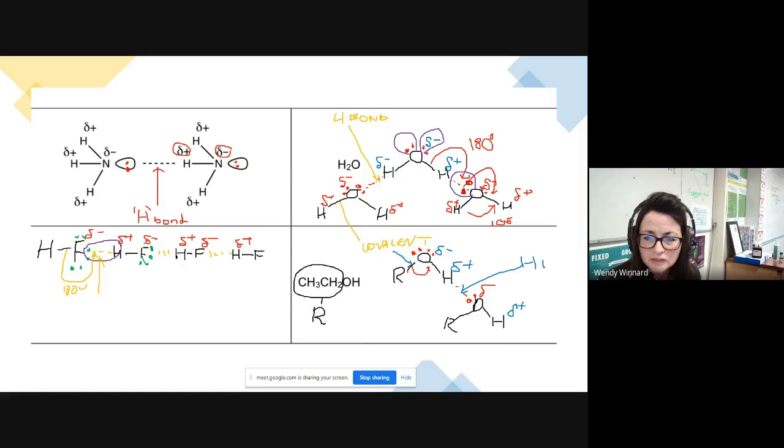So my drawings, because I'm trying to draw with a mouse, are a bit rubbish. Hopefully yours, because you're doing it on paper, are a lot better. So that's hydrogen bonding. They're the forces between molecules, and that's hydrogen bonding.